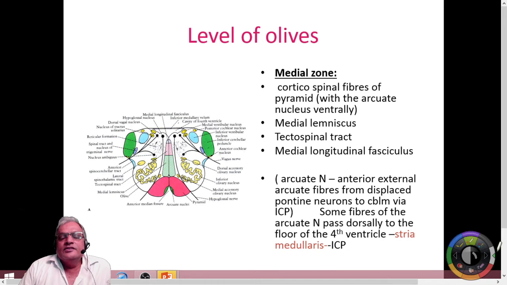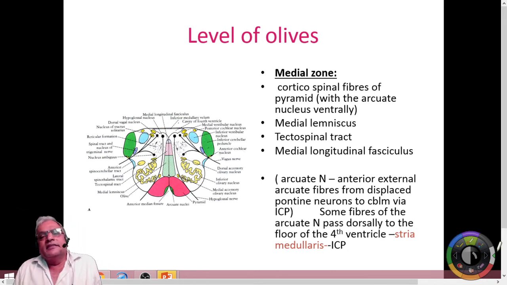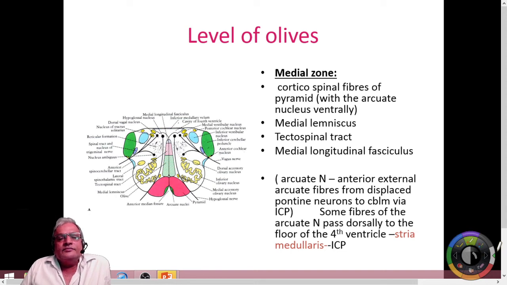Now this is the next level that we have to study, which is the level of the olives. At the level of the olives, we can divide it into the medial zone here. There's a medial zone which lies between the hypoglossal nerve as well as the hypoglossal nucleus here. So here what do we have? We have the pyramid, then the arcuate nuclei. Now what does the arcuate nuclei mean?